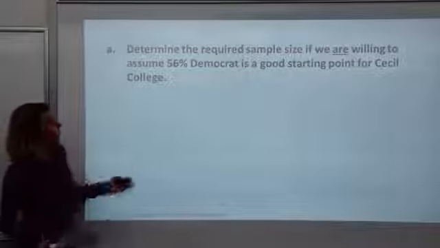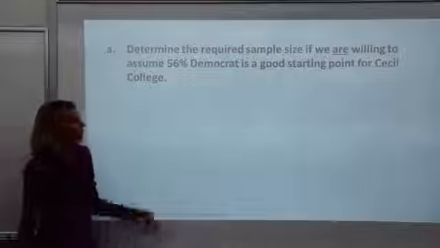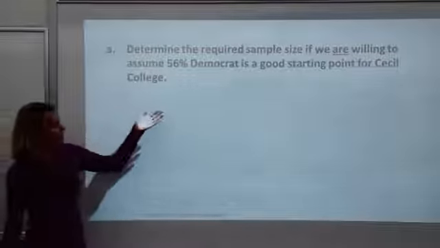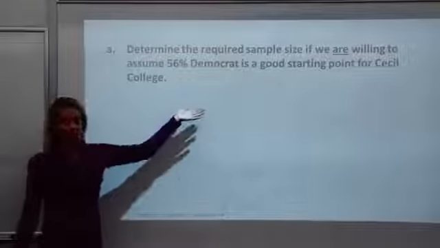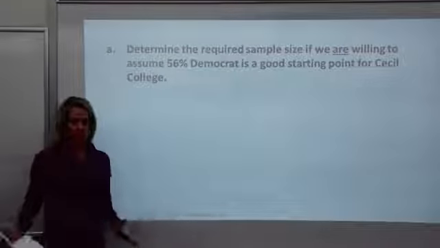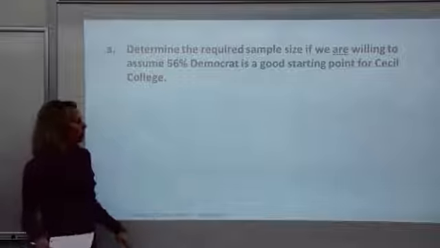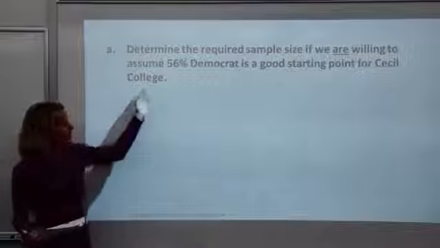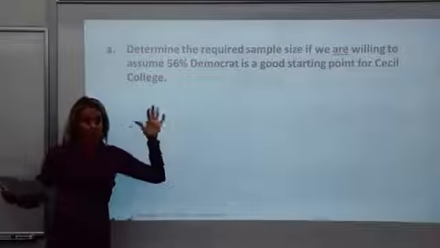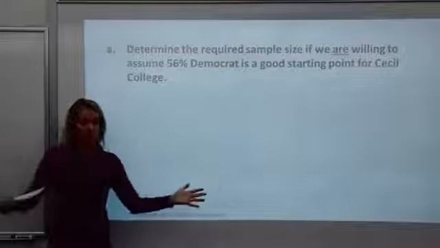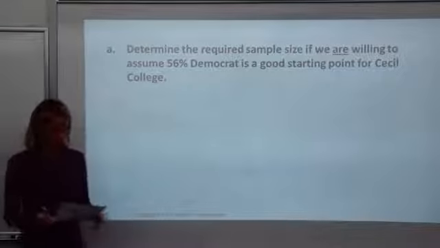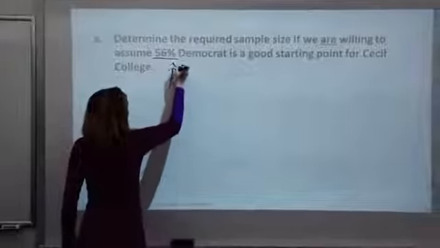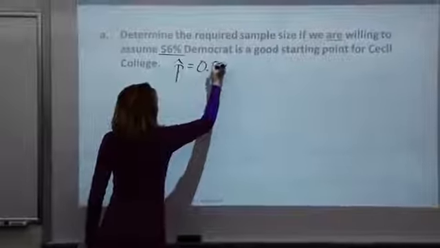Okay, so in A, determine the sample size that we would need if we are willing to assume that 56% Democrat is a good starting point for Cecil County. We don't know the percentage right now of Cecil County residents that would vote Democrat. So if we're okay with using this 56% as our educated guess, since that's for the entire state of Maryland, let's figure out the sample size we would need. So here, we're going to go ahead and use this as our best guess.